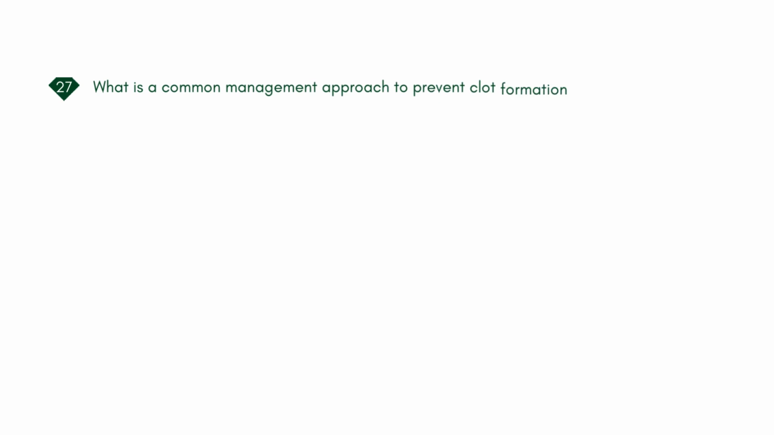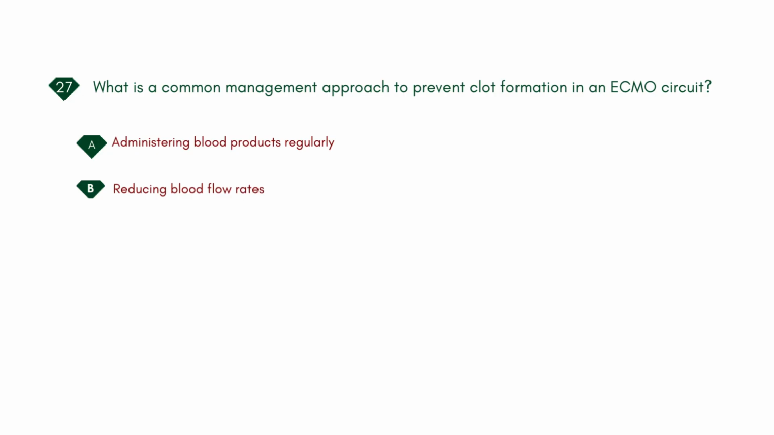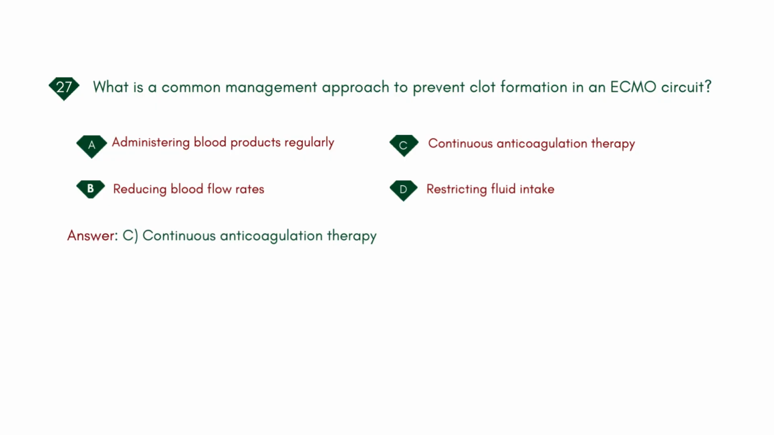What is a common management approach to prevent clot formation in an ECMO circuit? A. Administering blood products regularly. B. Reducing blood flow rates. C. Continuous anticoagulation therapy. D. Restricting fluid intake. Answer: C. Continuous anticoagulation therapy.